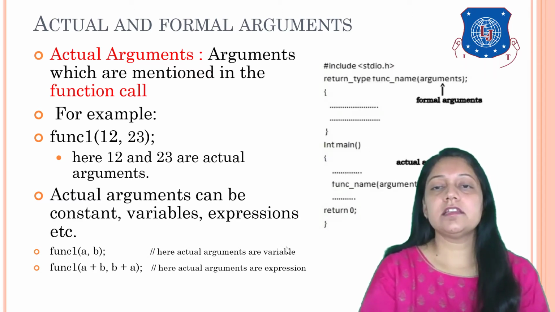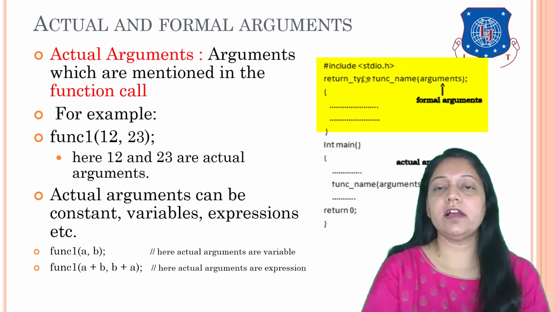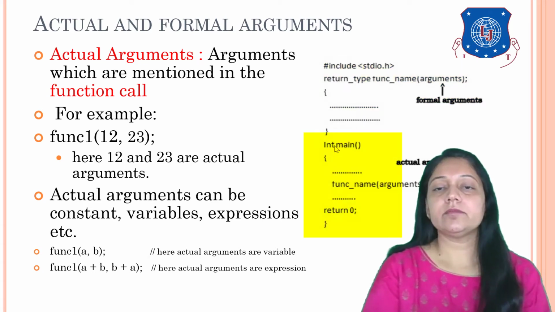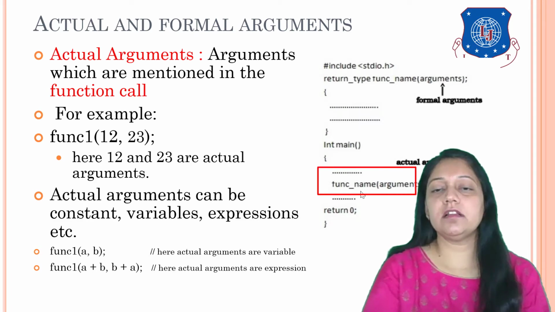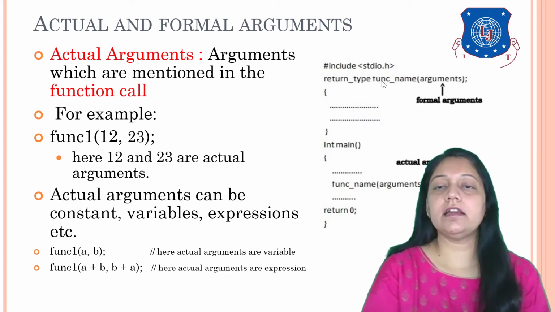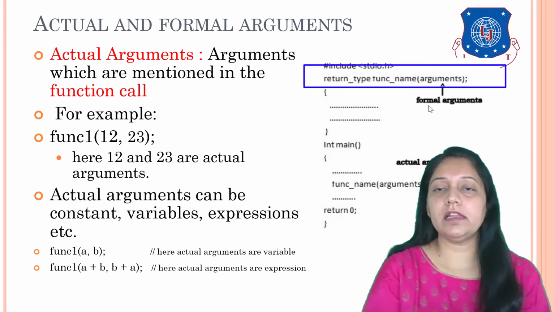So normally this is the basic layout of a program. We include some header files. Then this is my function definition: the return type, the name of the function, in brackets the arguments, and the braces, the block of the function, the starting and the ending braces. Then we have the main, int main, and within this main I am calling the function name with some argument values. The arguments which you mention during the function call are known as actual arguments, and the arguments which you mention during the definition of the function are known as formal arguments.